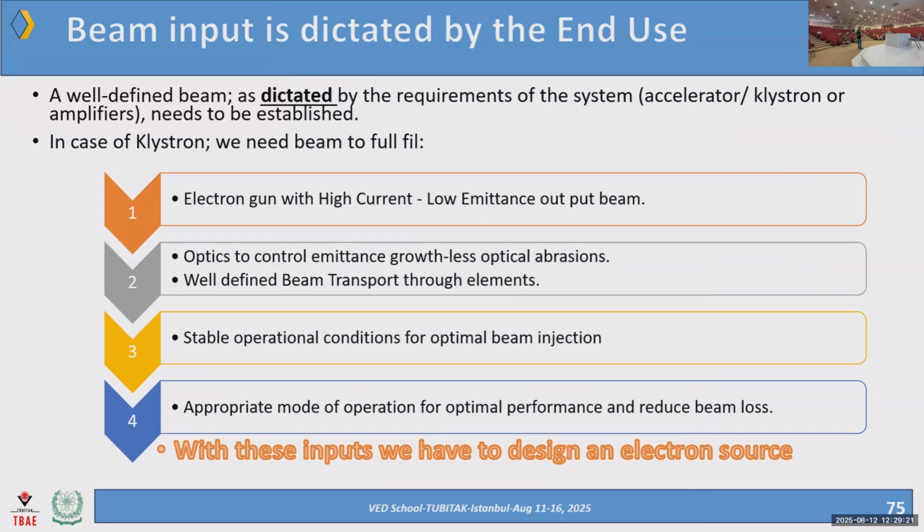And we have to apply some stable operating conditions in order to have a stable bunch. And we must appreciate the mode of operation for optimal performance and reduced beam losses. With these input parameters, we should be able to design an electron source. Remember the first slide which I showed. We have to devise a small thing, but we have to go through all the physics that our client requires.